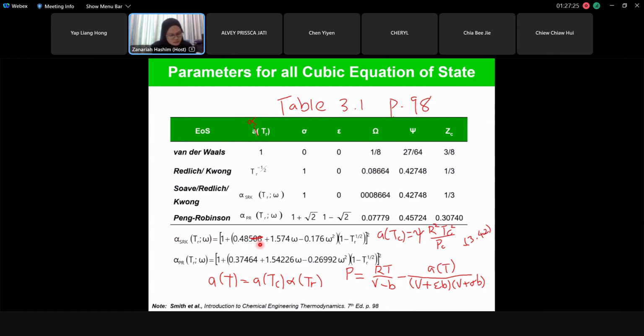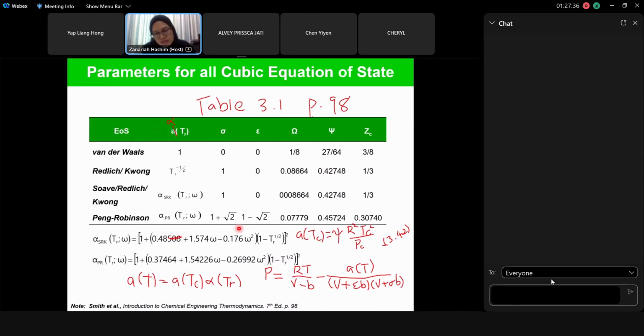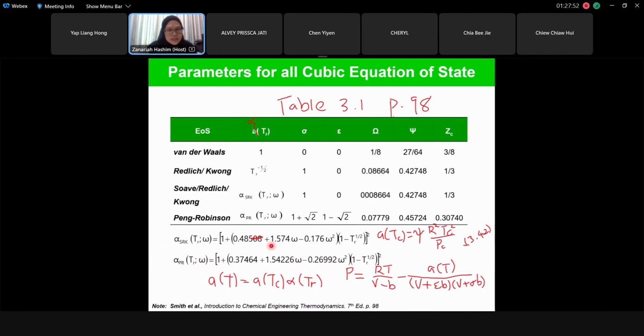Please check your textbook for the actual values, because I cannot edit this table, it's using the previous version of the math equation. I cannot change it. But okay, the value here is supposed to be 0.48 for SRK. You can check from your textbook, okay? So this is table 3.1, page 98, okay?